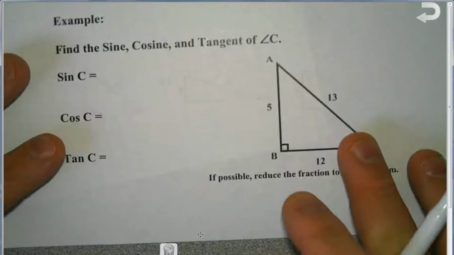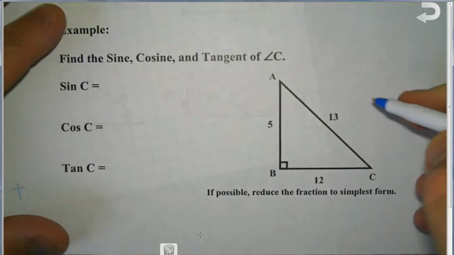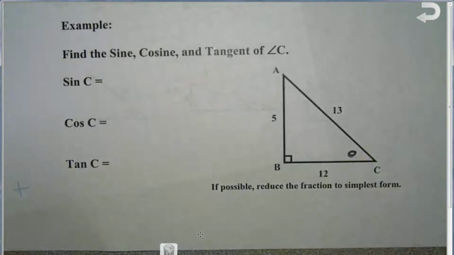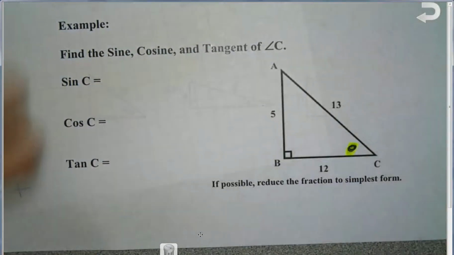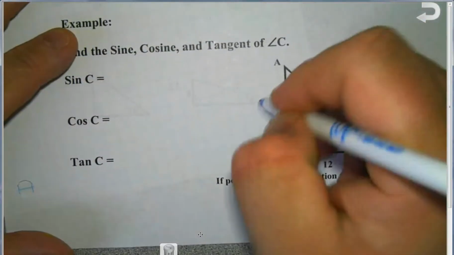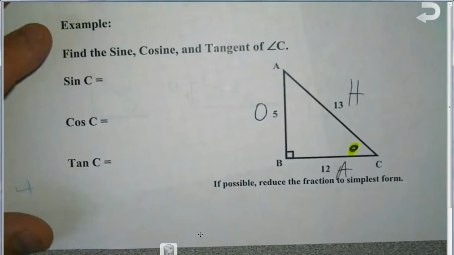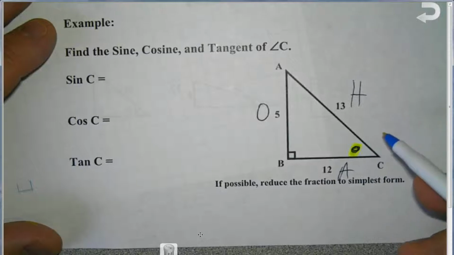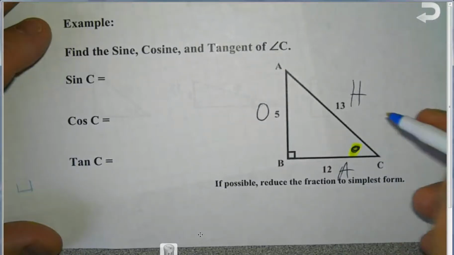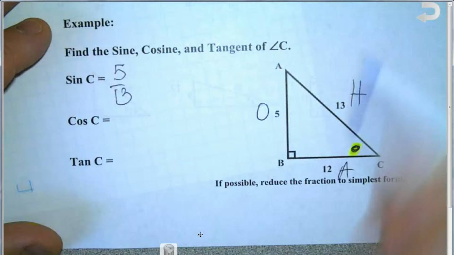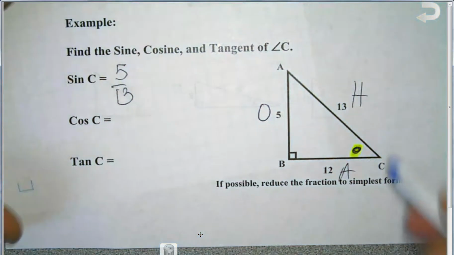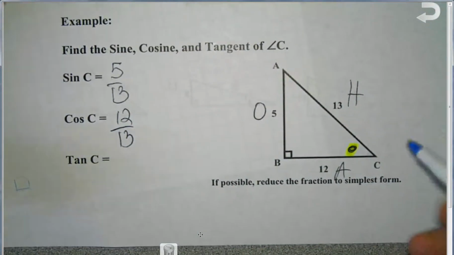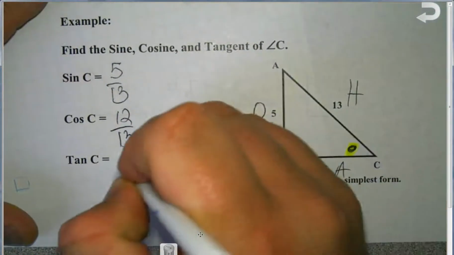Then we finish with an example. And so we labeled angle C and highlighted the fact that we were dealing with angle C. Then we labeled the hypotenuse, the opposite, and the adjacent. And we talked about that the sine of C was going to be 5/13. The cosine of C was going to be 12/13. And the tangent of C was going to be 5/12.